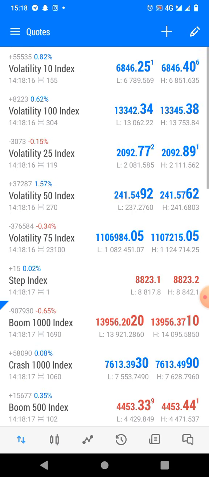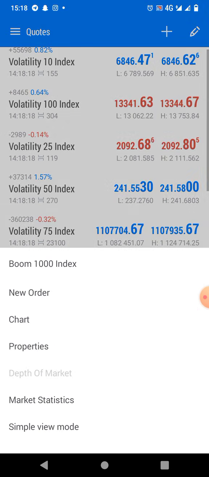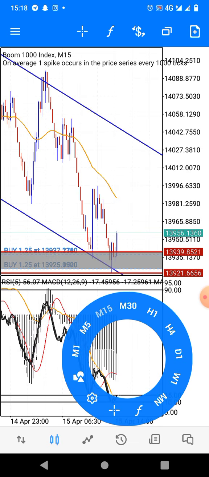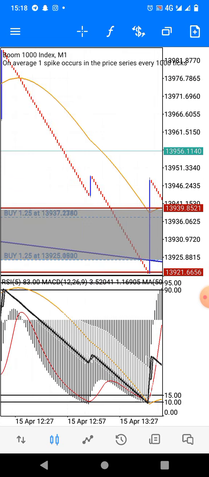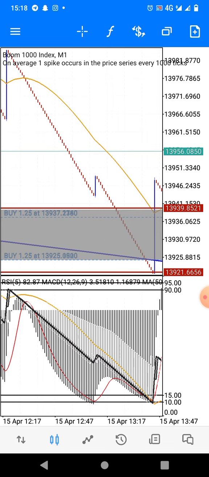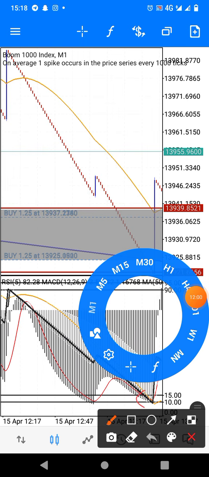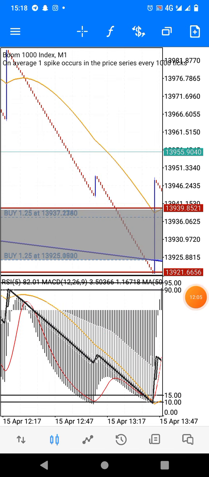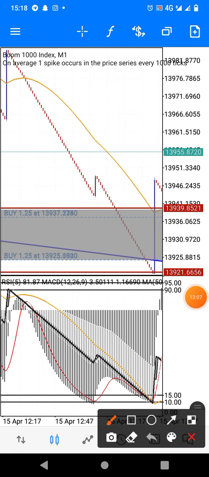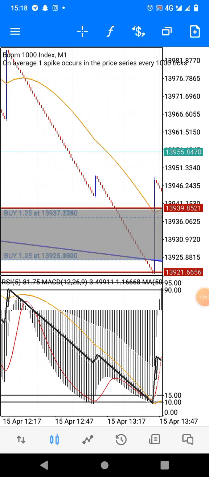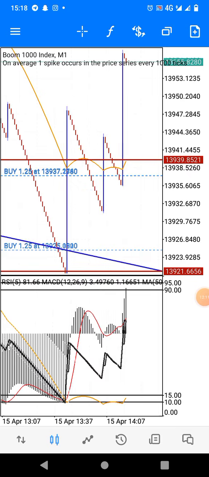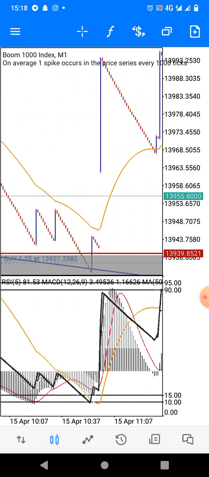So let's keep backtesting this. Previously we looked at Crash 1000, now let's look at Boom 1000. On Boom 1000, you have the condition for a spike being met here. As you can see, you enter your trade, guys, and what happens? You have this wonderful spike coming up just like that.